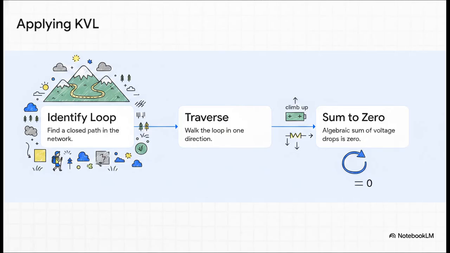Then we have Kirchhoff's voltage law, or KVL. This one applies to closed loops. Think of KVL like a hiking trail on a mountain. You start off at a specific elevation, right? As you hike the loop, you might climb up, which is a voltage gain from a battery. And you might hike down, a voltage drop across a resistor. But step 3 here is the real key. If you hike a complete closed loop and return to your exact starting point, your net change in elevation has to be strictly 0. The algebraic sum of all voltage changes in a closed loop is always 0.